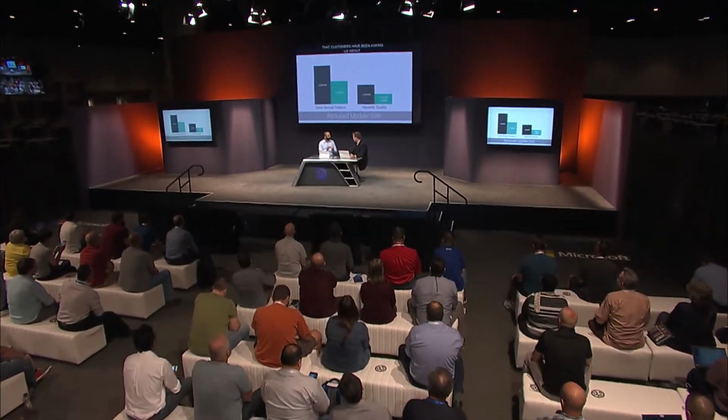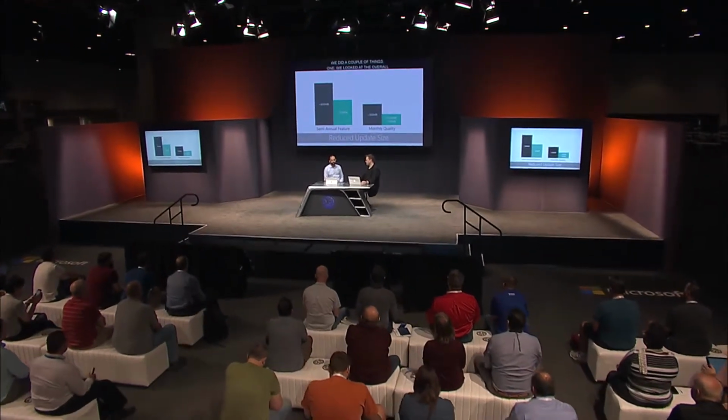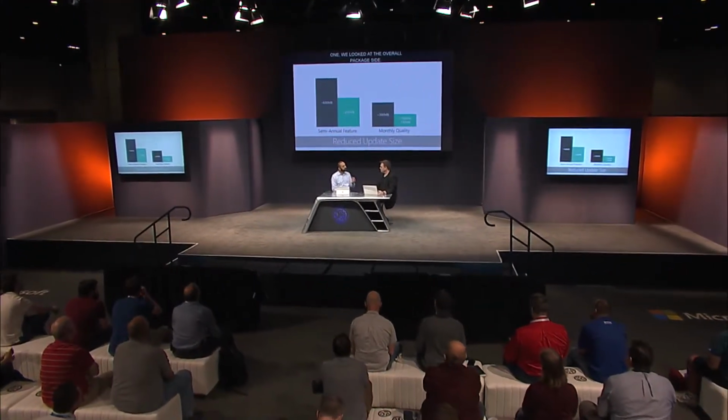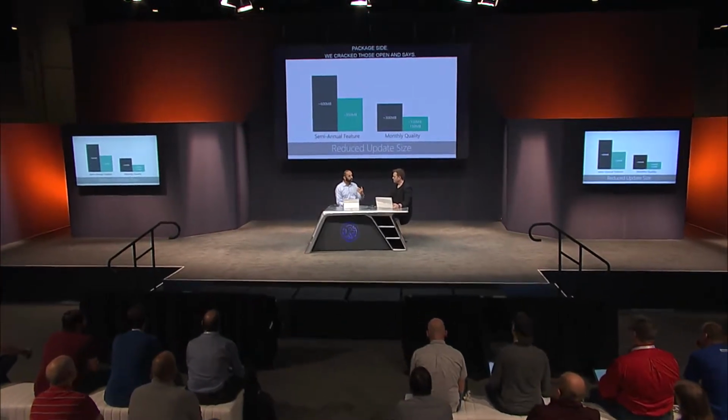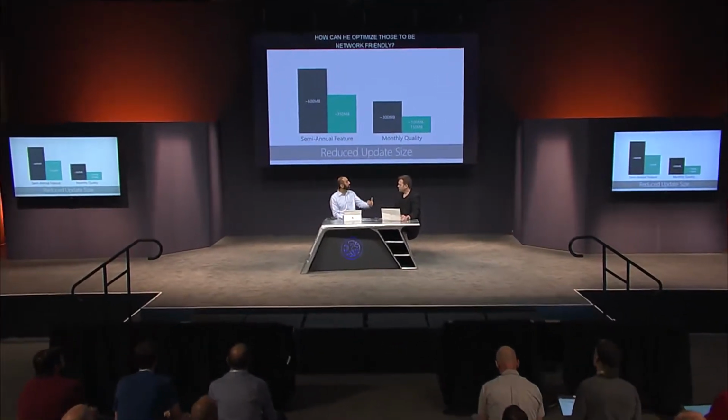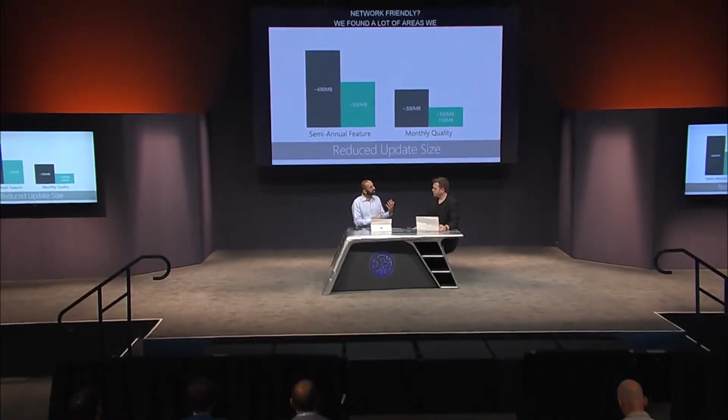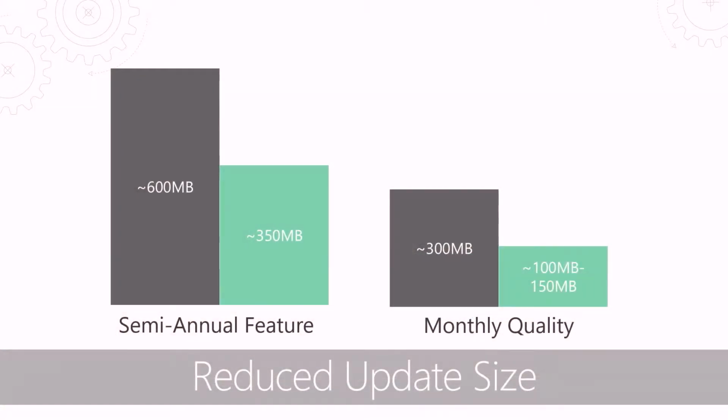One, we looked at the overall package size. We just cracked those open and we said, how can we optimize those to be much more network friendly? And we found a lot of areas that we really could be efficient at, and we took advantage of that, right? So if you're going from a features standpoint in the semi-annual channel, we've reduced that from approximately 600 megs down to about 350. So you can expect that as you're starting to plan your overall rollouts for those adopting semi-annual channel. But as you go from a month-to-month basis in the semi-annual channel, you'll have about 100 megs that you would have to be taking from there. So those are your security updates that we're actually delivering there.